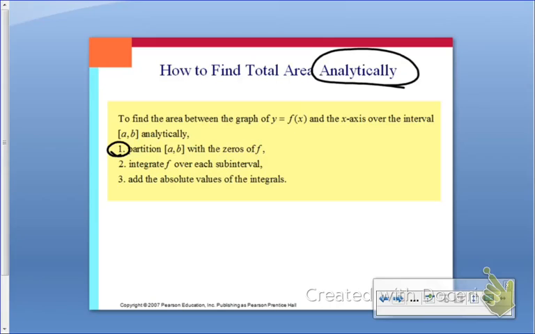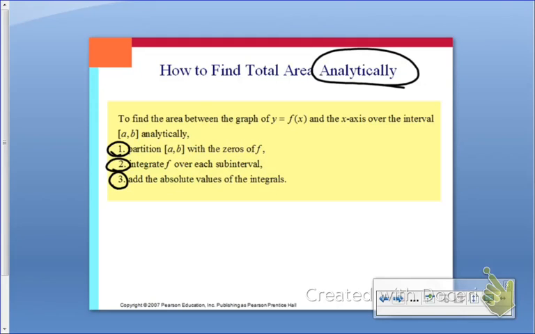Once you figure it out, then you're going to partition it into those sections. You'll get the wrong answer if you just integrate from 0 to 10 and there's part of it above, part below, and part of it above. Then we integrate, as it says, over each subinterval and add the absolute values. Now this again, we talked about this. Absolute values, adding them is the same as saying area above minus the area below.